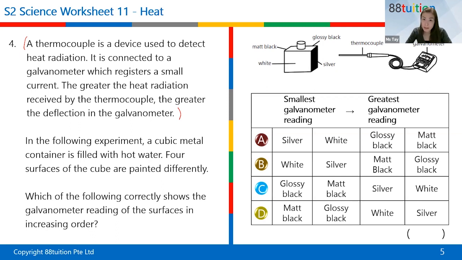Now, if you look at this experiment, they are using these containers. They call it a cubic metal container, but the surfaces of the container are painted differently.